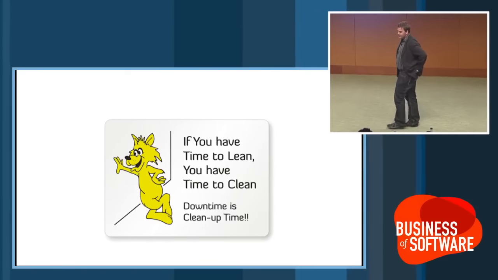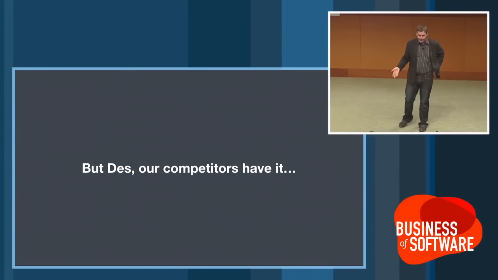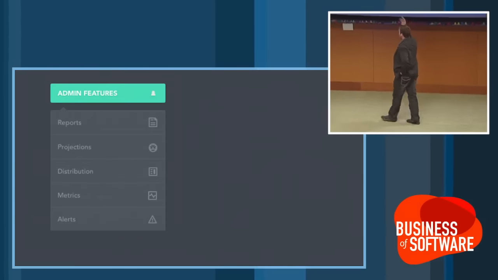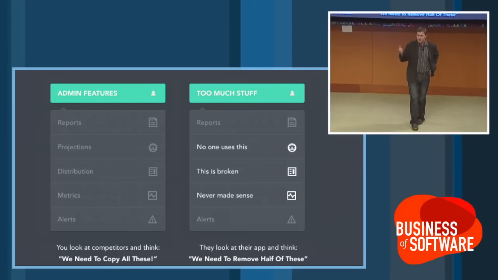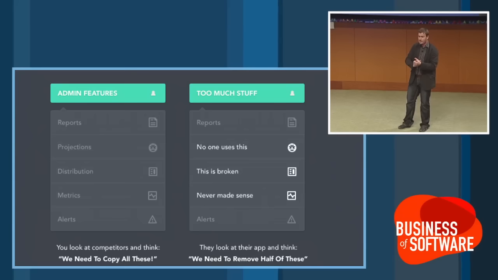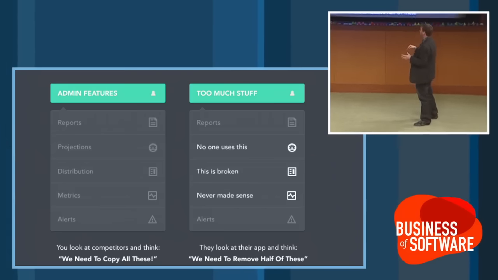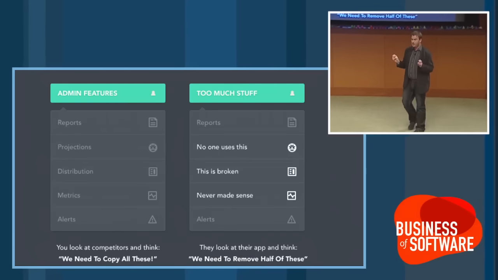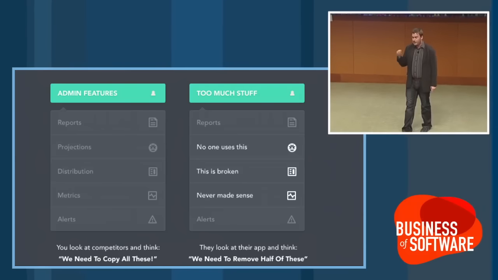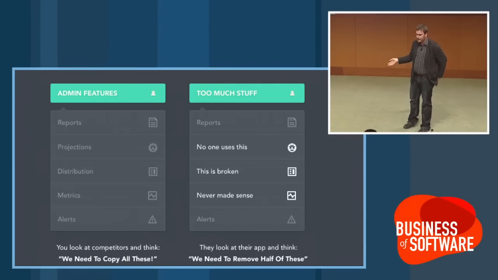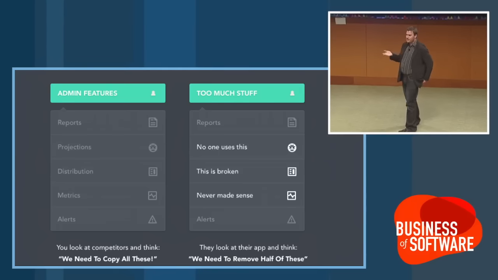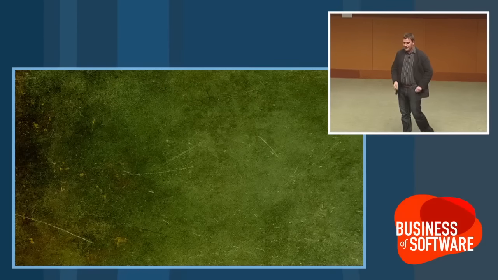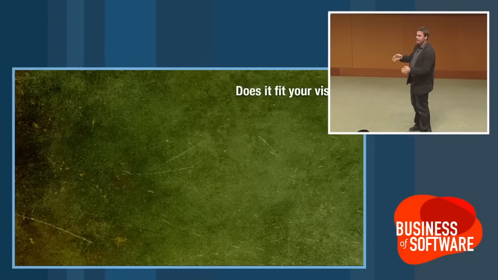Oh, but Des. All our competitors have this, so we have to do it, right? I see this all the time with the startups I work with. The competitors have projections, distributions, revenue, metrics, alerts, and all this sort of stuff. Someone looks at it and says, we have to build it all. But meanwhile, the competitors are looking at their feature and going, no one uses this, this one's broken, this one never made sense. We just did this one to keep that dude happy, but we shouldn't have. So while you're busy copying all their junk, they're busy trying to work out a way to get rid of it. You're delivering yesterday's broken technology tomorrow. It's like that Wayne Gretzky quote about skating to where the puck was, never going.